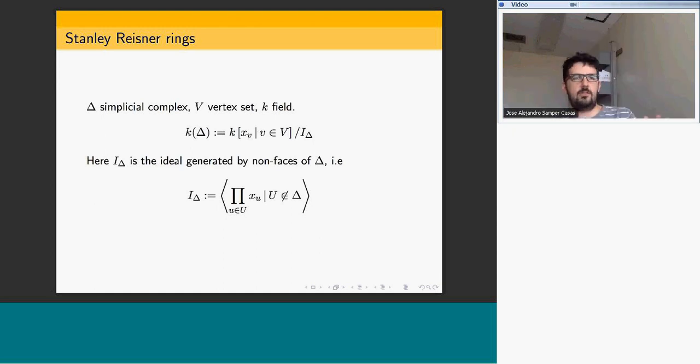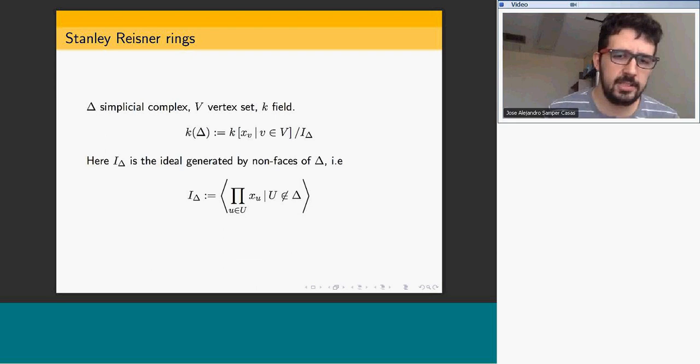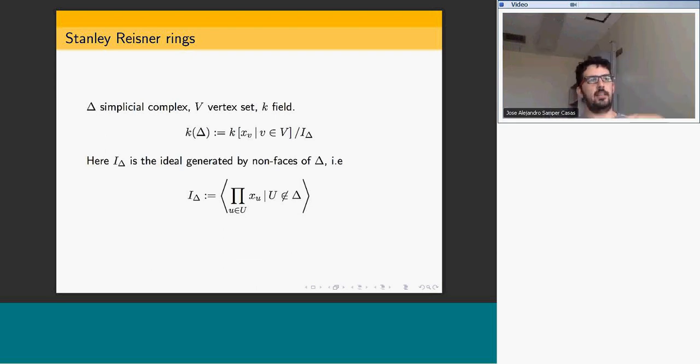As a vector space over K, the Stanley-Reisner ring is generated by monomials whose supports form faces of the complex. So each monomial in the Stanley-Reisner ring gives you faces of the simplicial complex. There's a rich dictionary between algebraic properties of K[delta], combinatorial properties of delta, and topological properties of the realization of the simplicial complex.